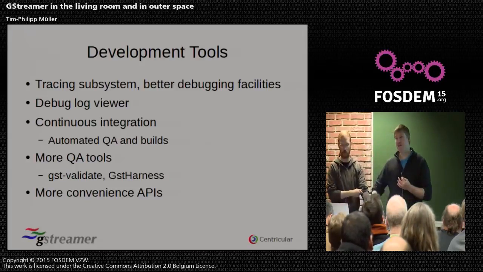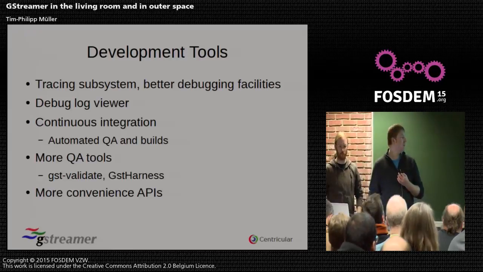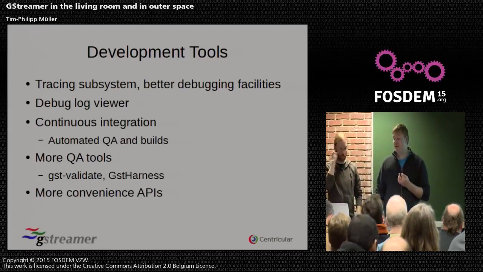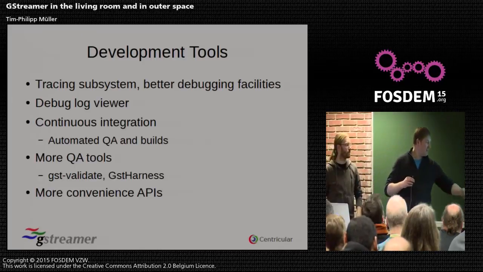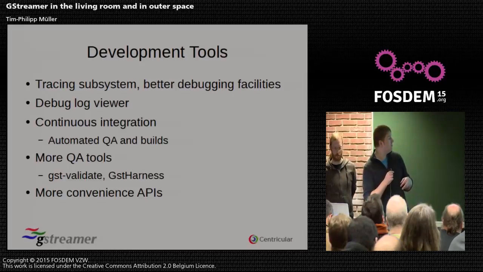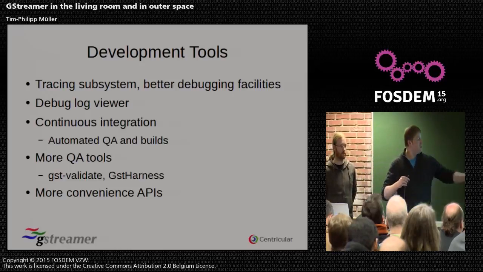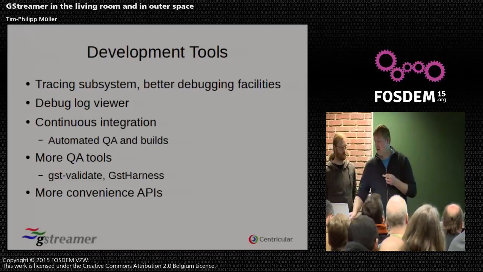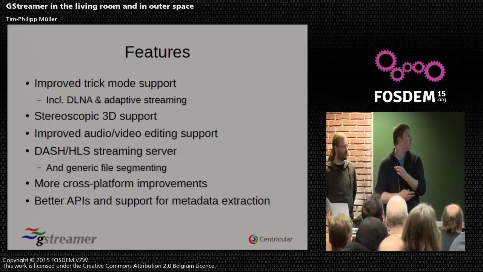Continuous integration, builds for all operating systems exist already. We want to create binaries automatically. Testing, a lot of testing and QA stuff is going on. GST Validate is a new suite which is proving to be increasingly useful. GST Harness is a new API to create unit tests.